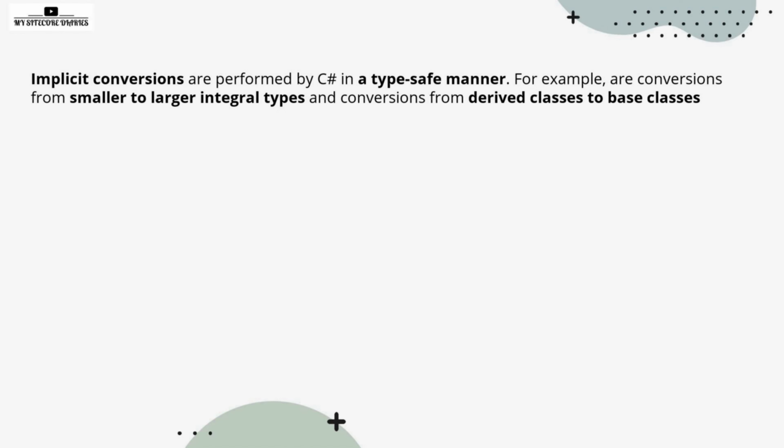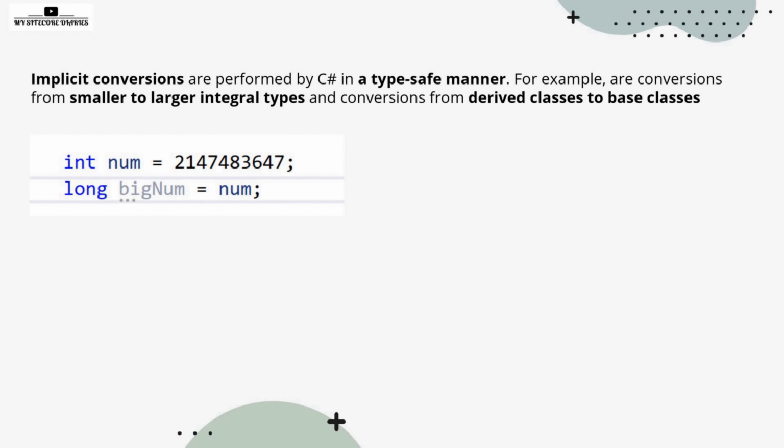Similarly, we have derived classes and base classes. We will see what derived classes and base classes are when we go further in this series. But if there is a relationship between derived classes and base classes, that kind of conversion where the compiler on its own can do the conversion, a type-safe manner conversion, is called implicit conversion.